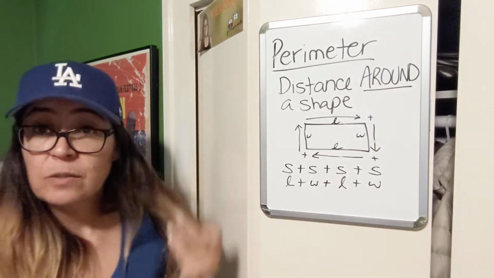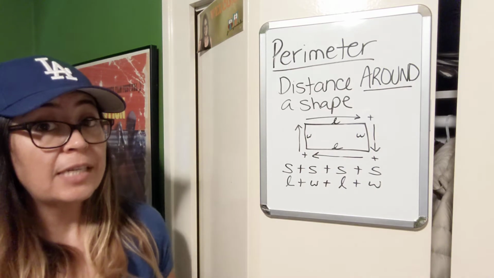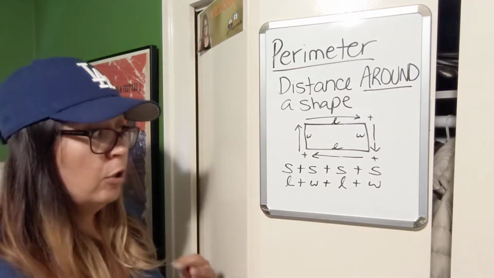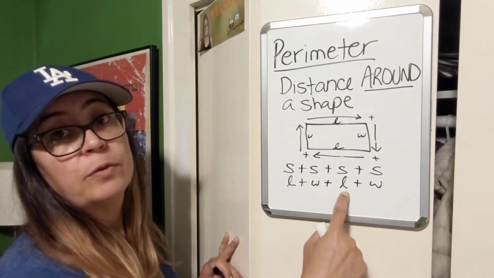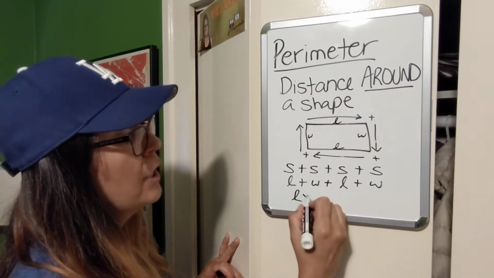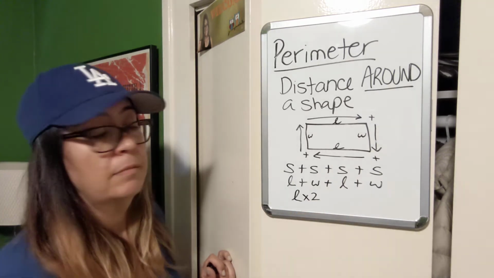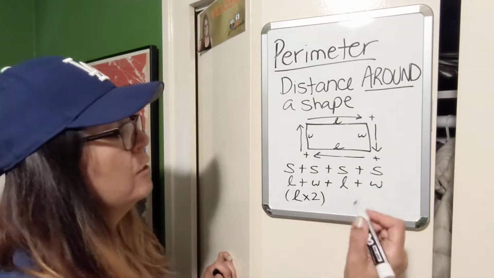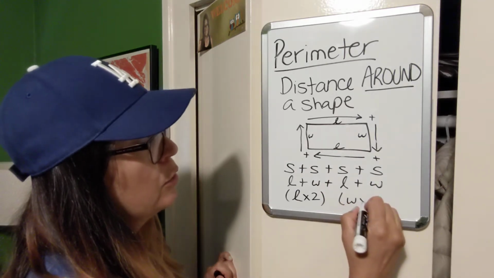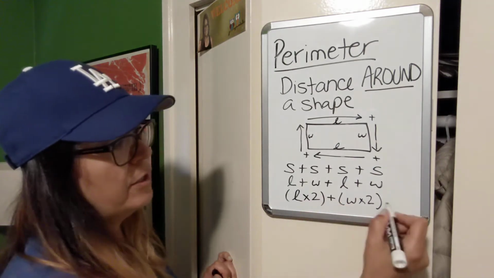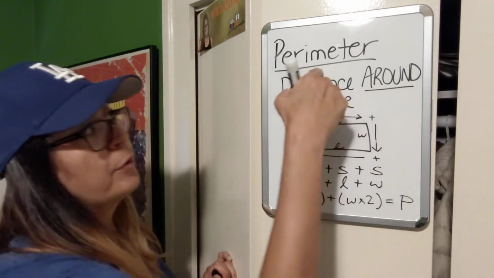And then a last way, which is a shortcut, and you've been seeing this in a lot of the videos you've been watching, is people get the idea that, oh, there's 2 lengths we have to add together, so why not just do them 2 times? Okay, we know about that. And there's 2 widths we have to add, so why not just do those 2 times? And then when you add that together, that should equal your perimeter.